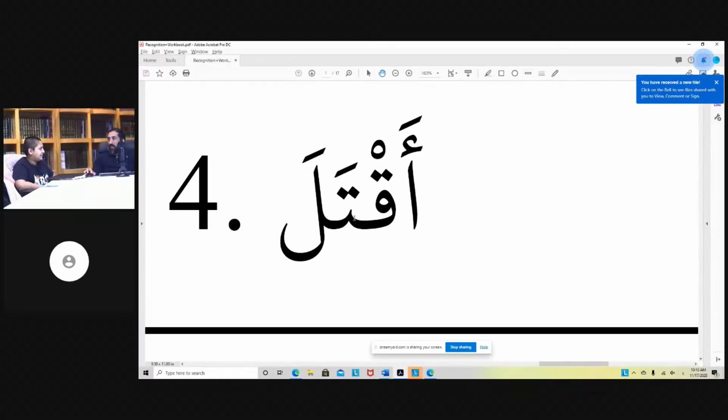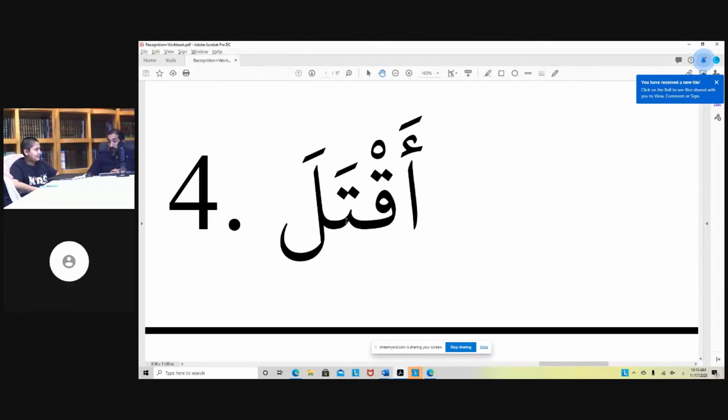Uqtila. Yeah, that's it. Yuslamu. Make this word sound like it rhymes with that. You're adding a ya. Yuqtalu. Start over from the top. Aqtala yuqtilu iqtalan fahuwa muqtilun.